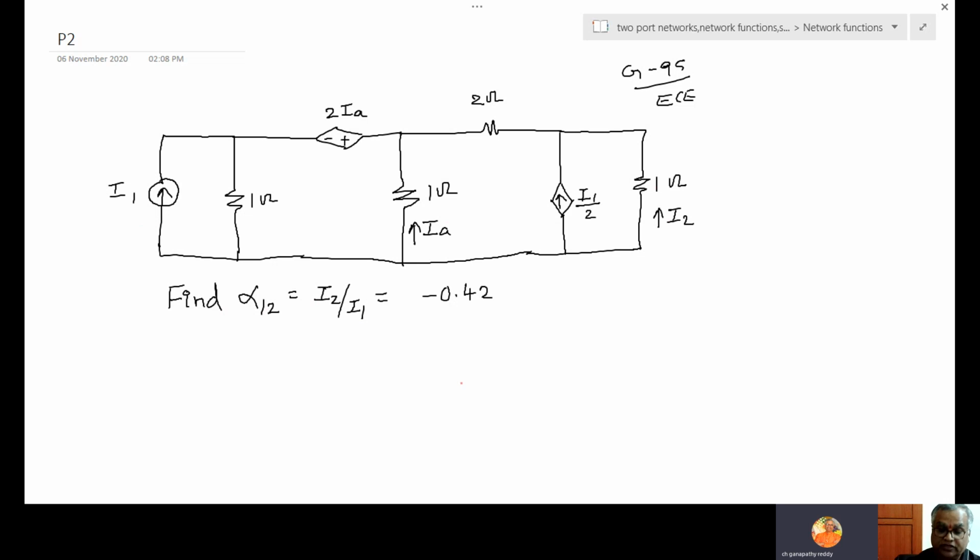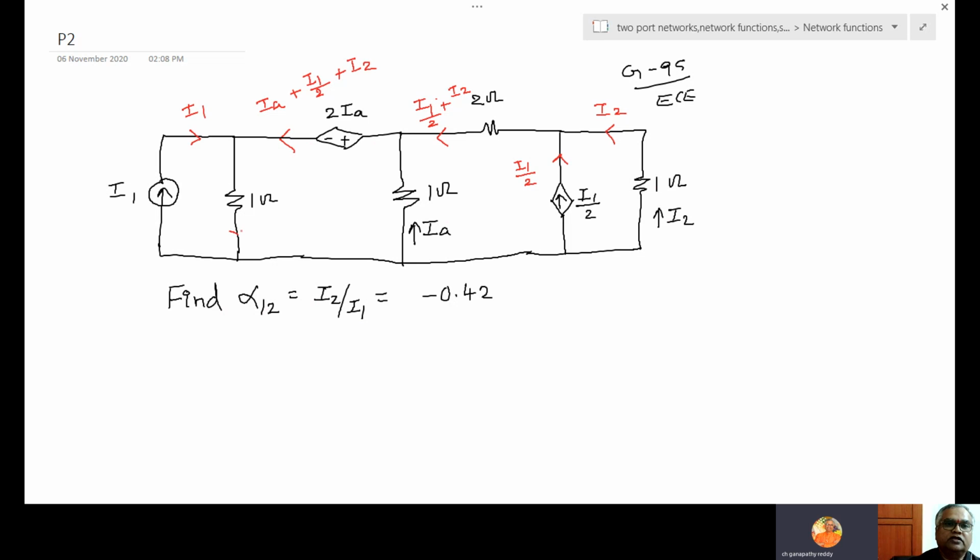Okay. So how you can solve this one is, here I2 is given. So this current is I2 and this current is I1 by 2. This is I1 by 2 plus I. So you're added with IA. So this will be IA plus I1 by 2 plus I2. This current is added with I1.